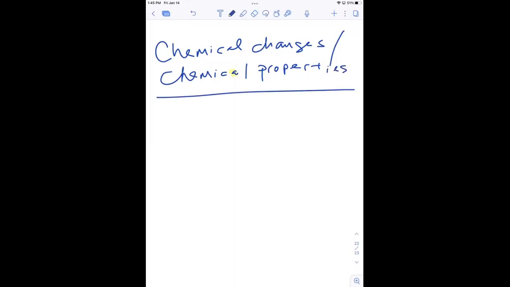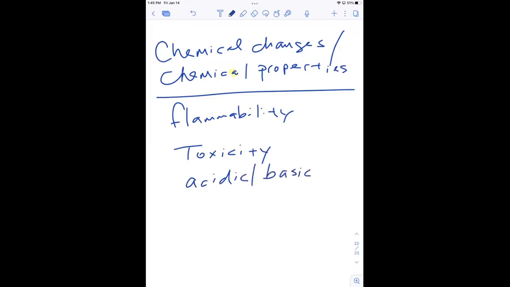Right, so a chemical property is a property that is associated with what a specific type of matter is made of, right? So flammability, that's a chemical property. Toxicity, how it interacts with the cells in a living organism, that's a chemical property. If it's acidic or basic, those are chemical properties. How it reacts, the rate at which it reacts, that's a chemical property.